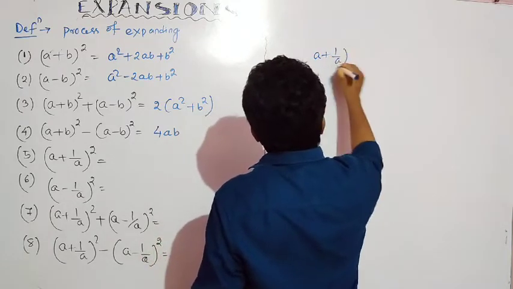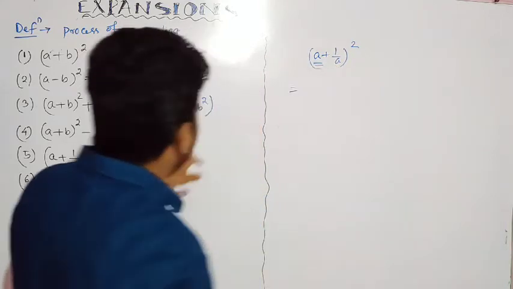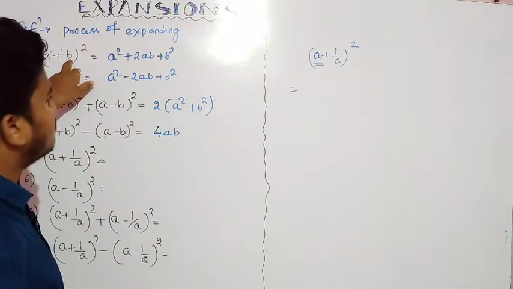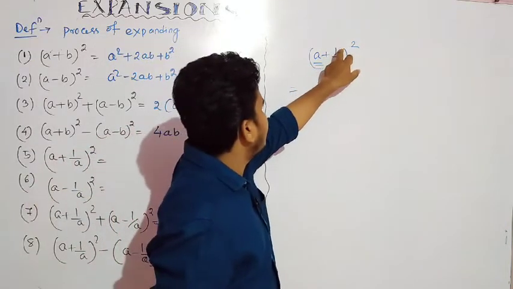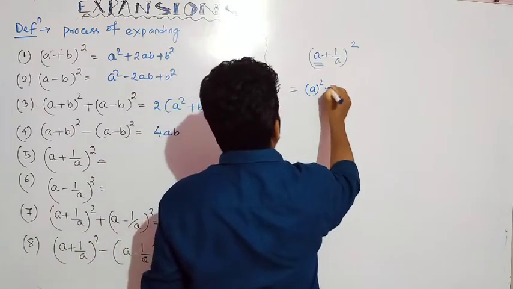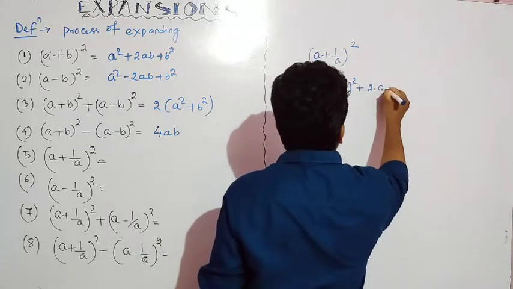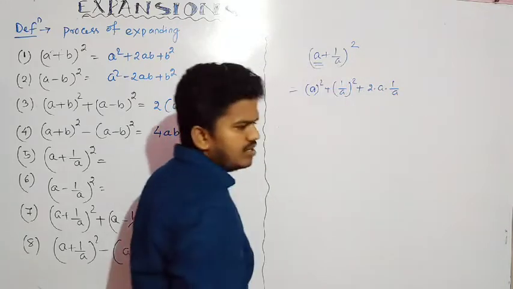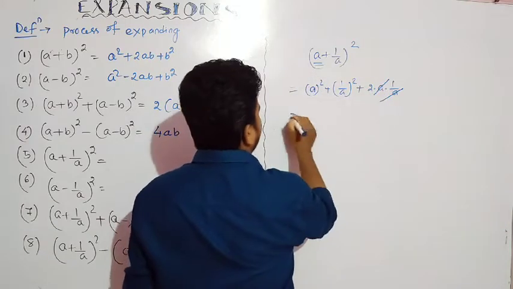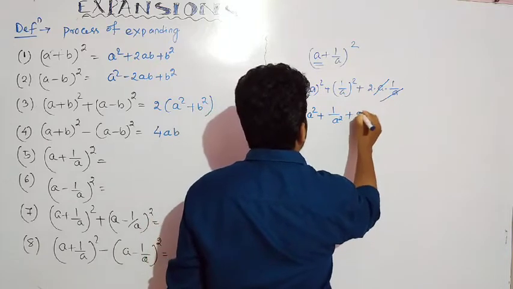(a + 1/a)². What is in the place of a? Now we will compare this with the formula (a + b)². In the place of b, what is here? 1/a. So we can write this as a² + (1/a)² + 2 into a into b, and in the place of b, it is 1/a. So this gets cancelled, and this becomes a² + 1/a² + 2.